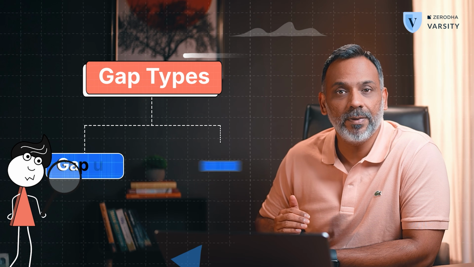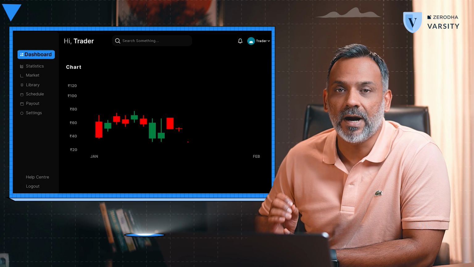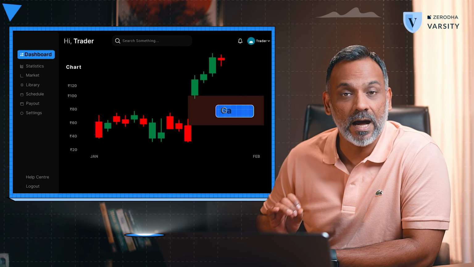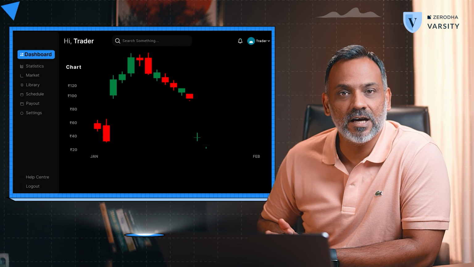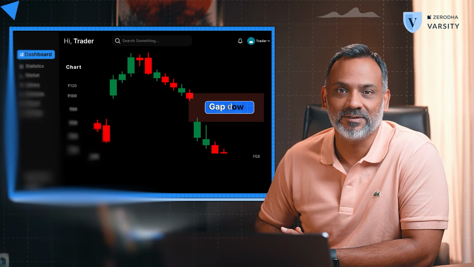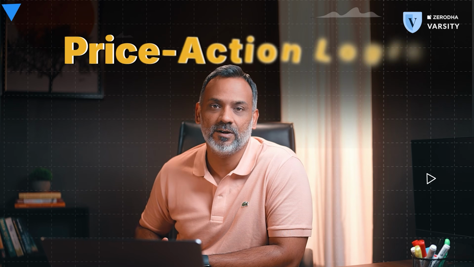There are basically two types of gaps, gap up and gap down. While these gaps can occur anywhere in the chart, gaps usually occur at market open. Here is how a gap up looks on a chart, and this is how a gap down looks on the chart. To understand why these gaps occur, you need to understand the price action logic.